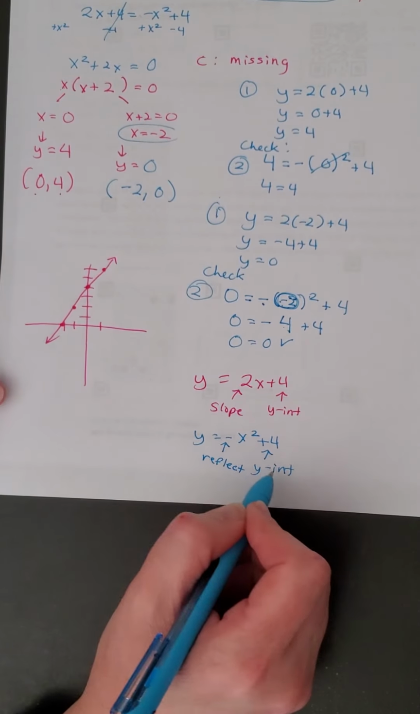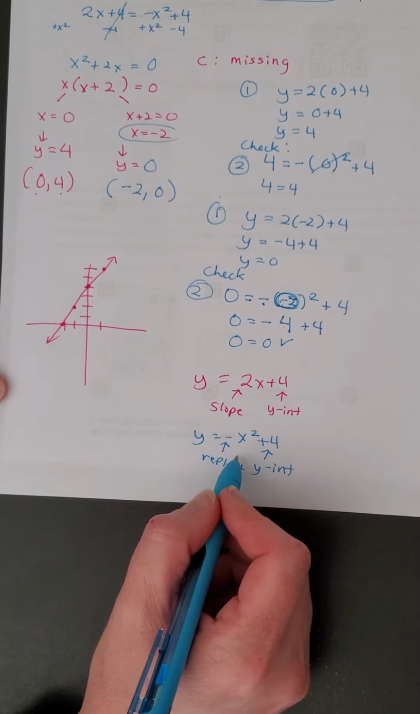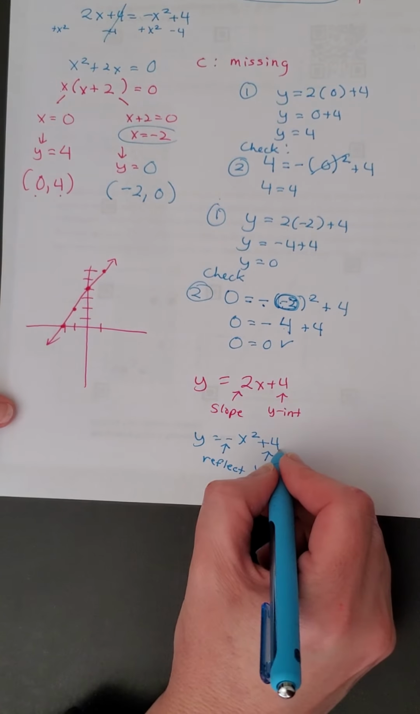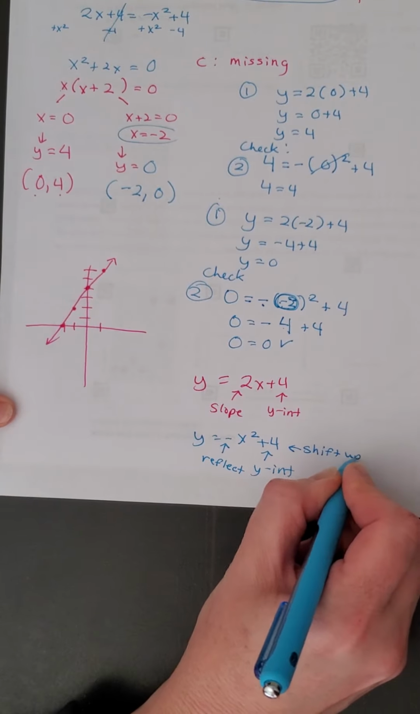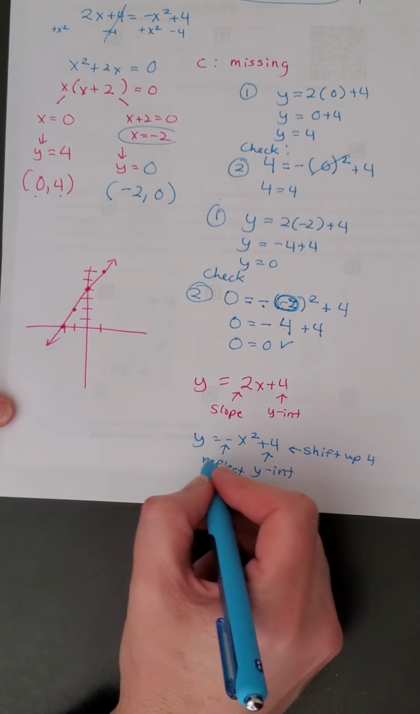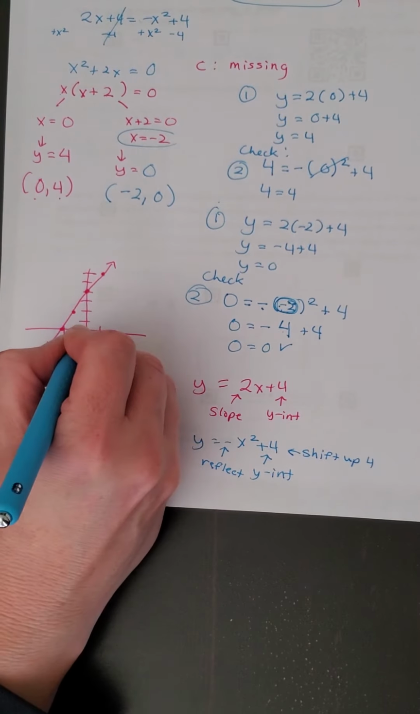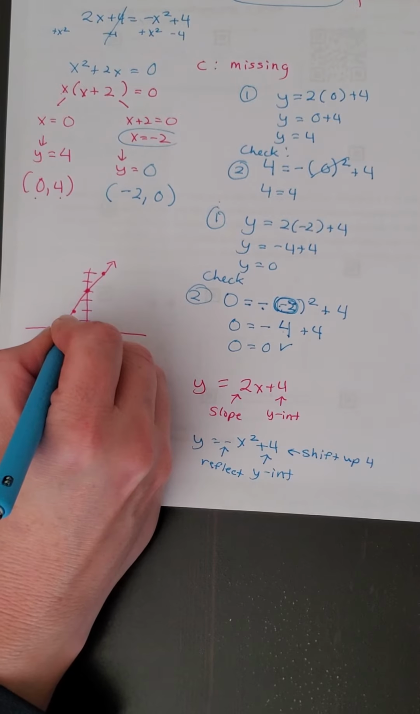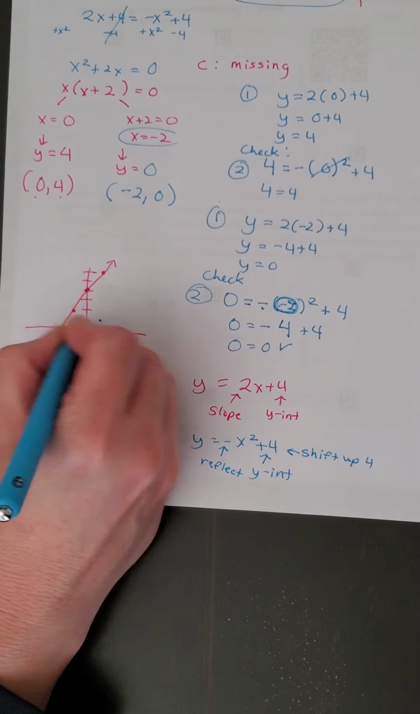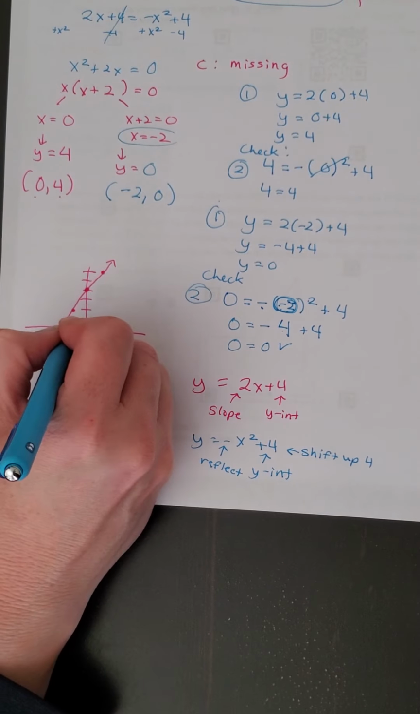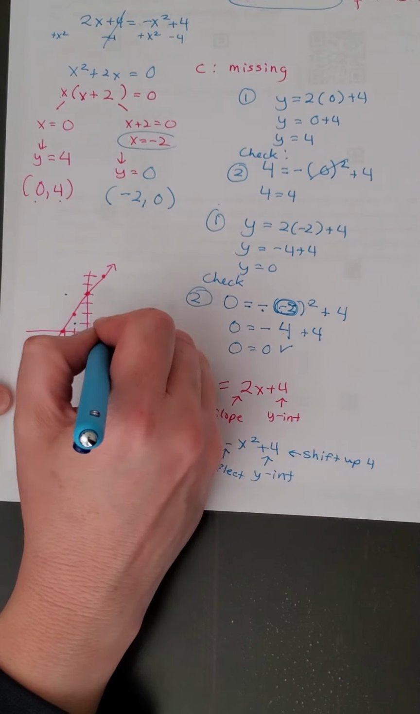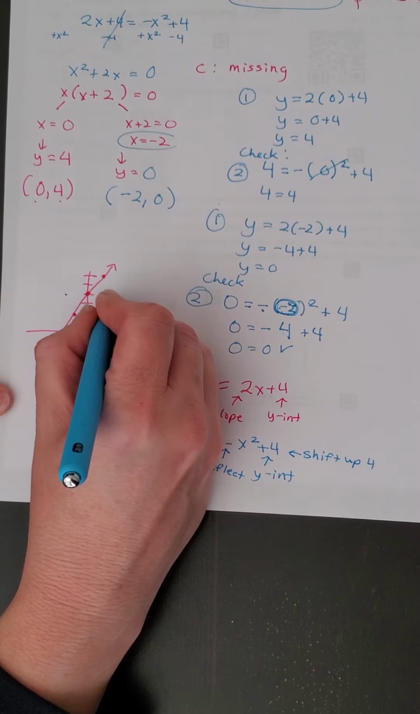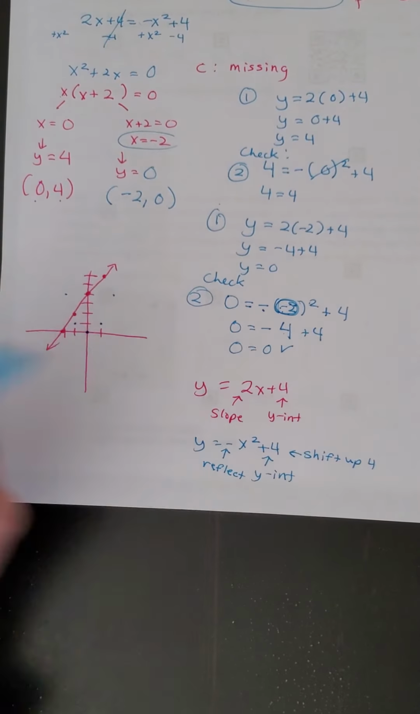So I'm going to take my parent function. This is telling me to shift up 4 and to reflect. So I'm going to take my parent, which is at 0, 0, 1, 1, right, and negative 1, 1, and then it would be at 2, 4, and negative 2, 4, and positive 2, 4 right here. And I'm going to reflect that graph.